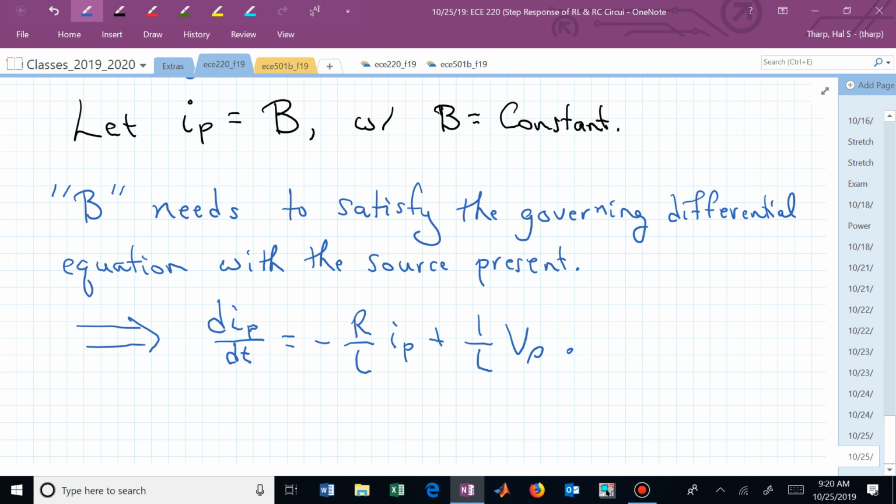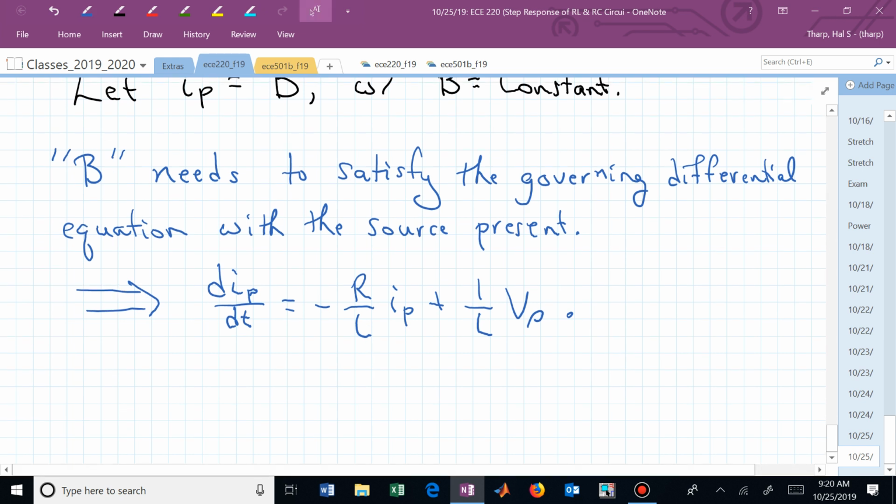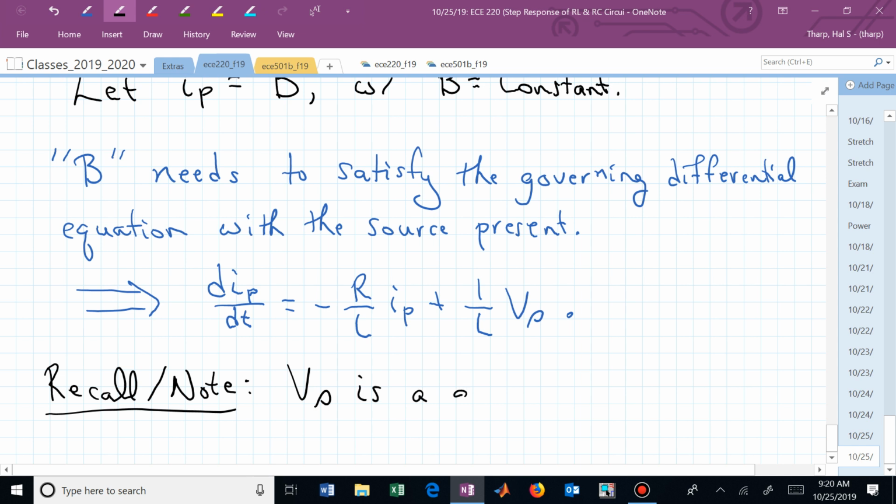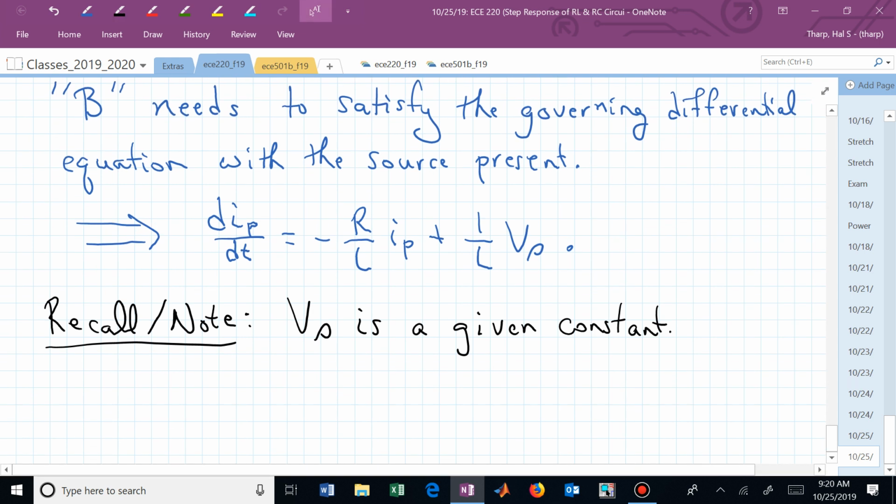di dt is minus R over L i plus 1 over L v sub s. And as a reminder, let's just note or recall that in this differential equation, v sub s, that's known, or that's a given constant. We don't have to worry about what that is. It's just going to be given to us. 10, 20, 50. V sub s is just a constant voltage.